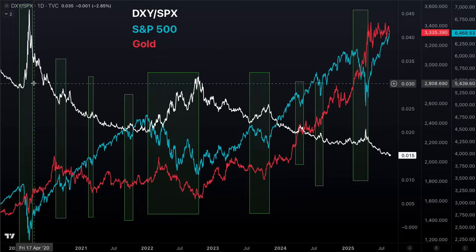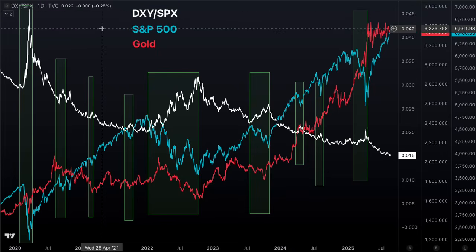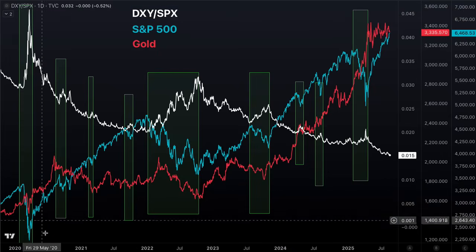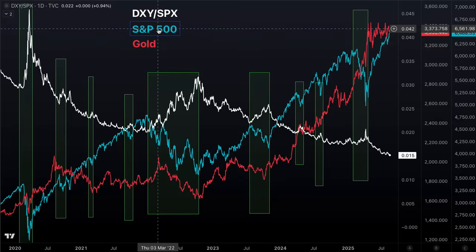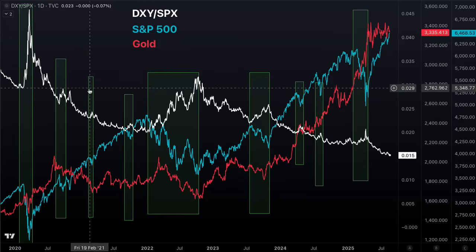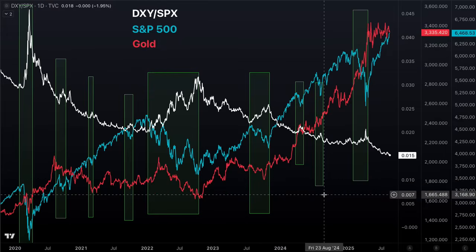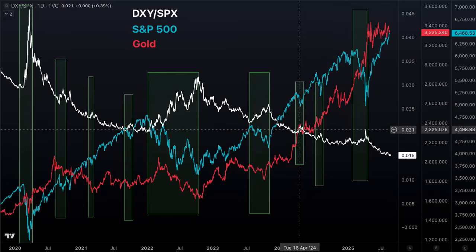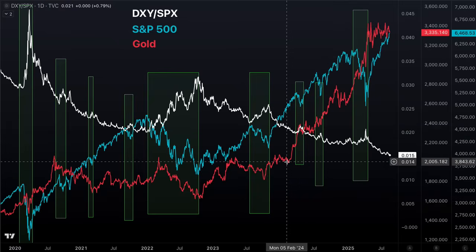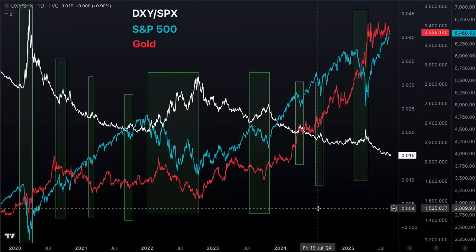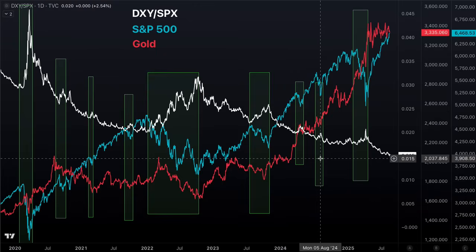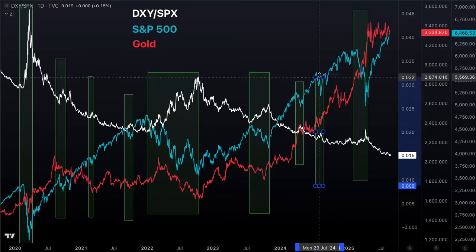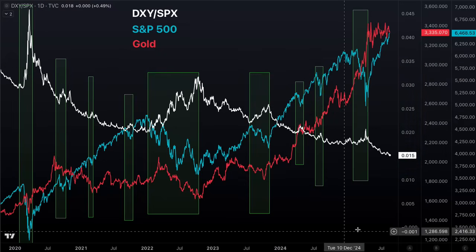Well, what we see is when the DXY, or the dollar index, appreciates faster than the S&P 500, it almost always corresponds with a pullback in the S&P 500 and a pullback in gold. The green boxes highlight some periods where this DXY versus SPX popped and started to move sharply higher. It could be a short-term thing, but generally speaking, even the short-term moves are met with a pullback in gold and a pullback in the S&P 500. So you can see those highlighted in green.